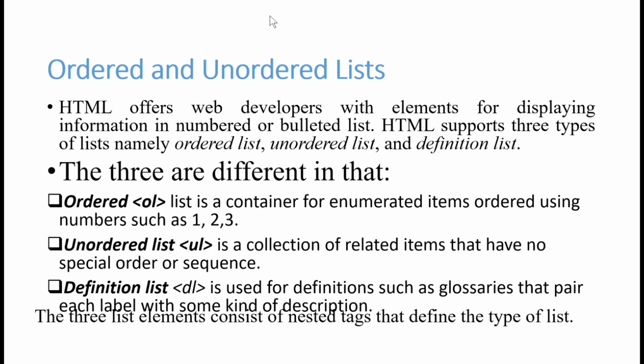It is used for definitions, such as a glossary, that pair each label with a description. A list element consists of nested tags that define the types of list.